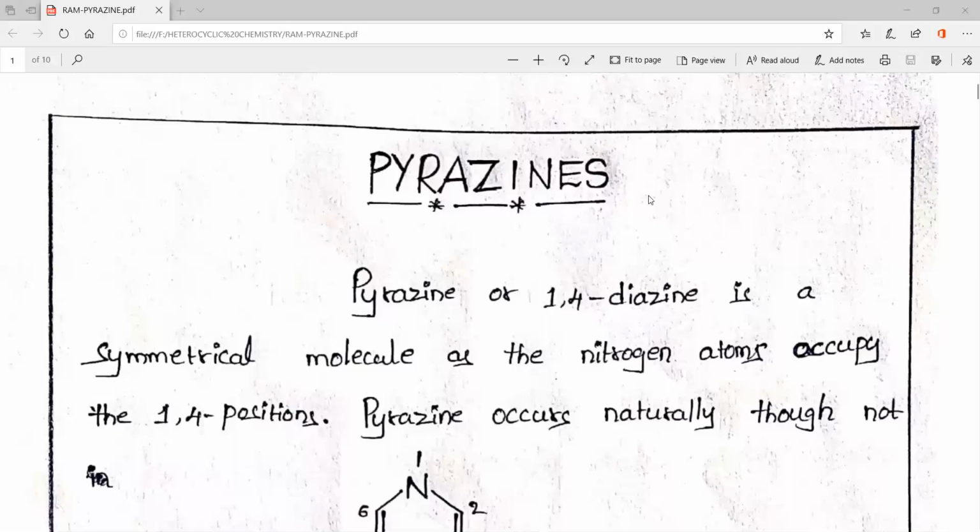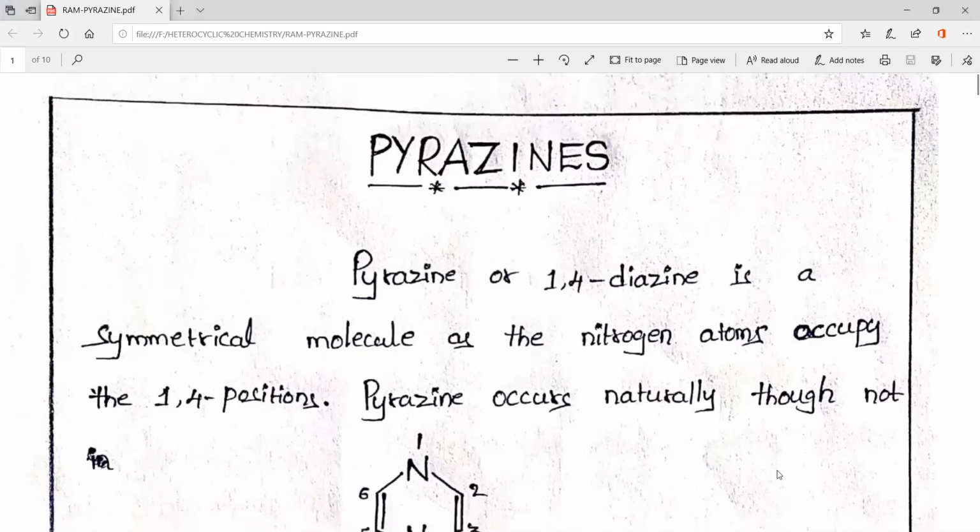So pyrazine, it is the third diazine. So far we have seen pyridazine and pyrimidine. Now let us see about the pyrazine. Pyrazine is a 1,4-diazine and it is a symmetrical molecule. The two nitrogens occupy positions 1 and 4.